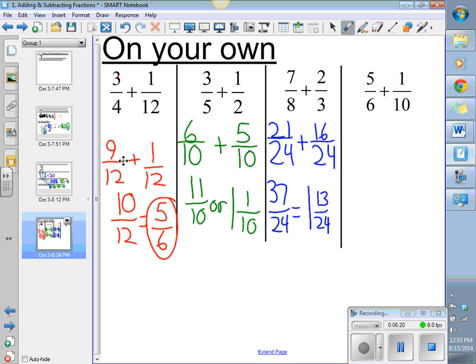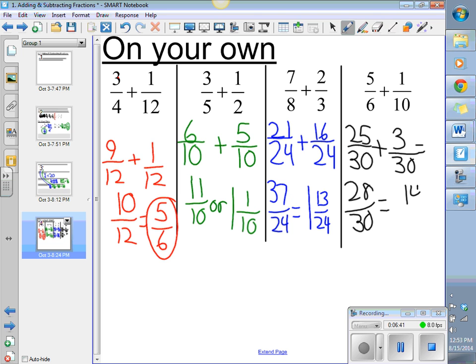And finally, we have 5/6 plus 1/10. The least common denominator is going to be 30. So 6 times 5 is 30, so 5 times 5 is 25. 10 times 3 is 30. 1 times 3 is 3. We add these up. We get 28 over 30, which in lowest terms becomes 14/15.